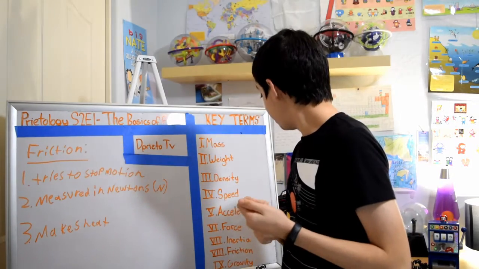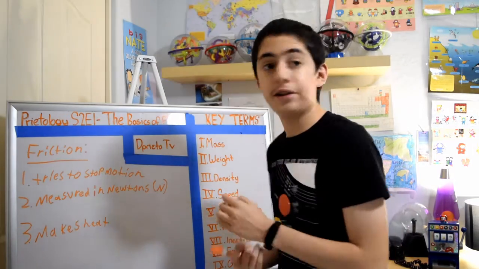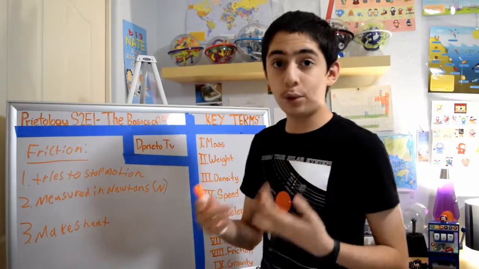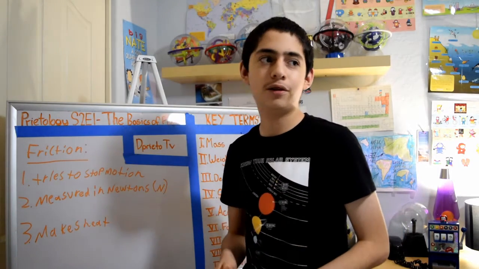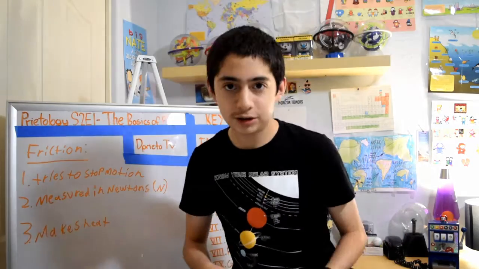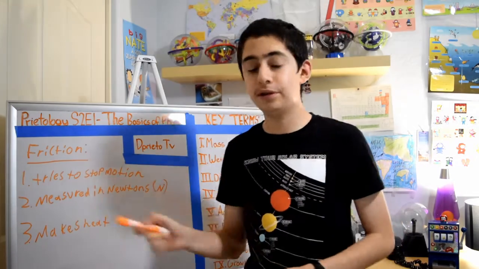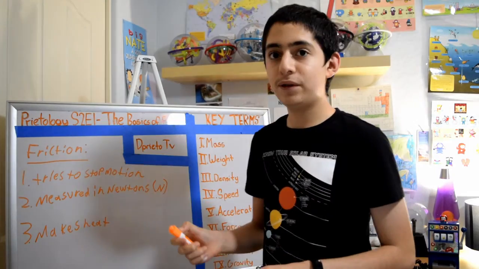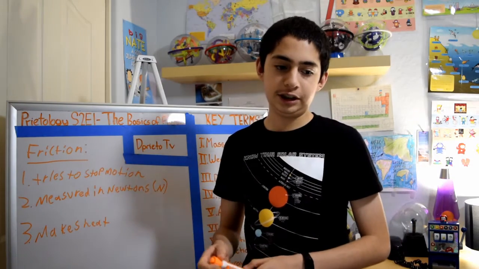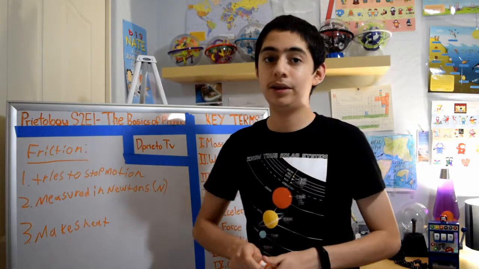Alright, so here we have the penultimate term, our 8th term, friction. Friction is a force that tries to stop motion. So like the friction of your shoes tries to stop the motion of your feet so you don't fall. This force is measured in newtons like many other forces. When friction is applied, it lowers energy, makes heat, and it usually likes to wear things out.